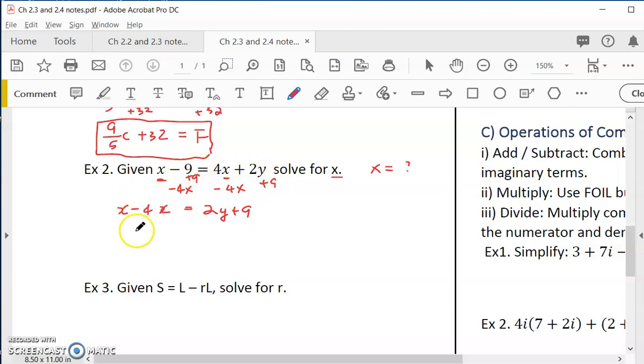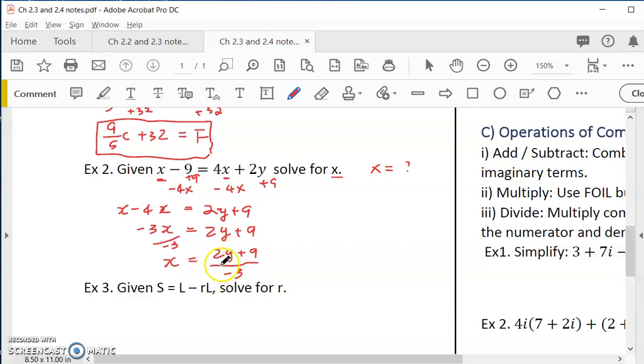So with all the x on one side, x term minus 4x term is negative 3x. Can I combine like terms? I can. 2y plus 9. So now I combine like terms. I have negative 3x equal to 2y plus 9. How do I solve for x? I divide by negative 3. x would equal 2y plus 9 all over negative 3.